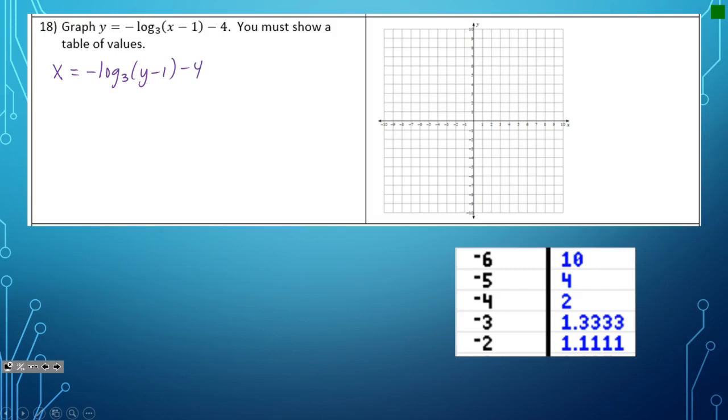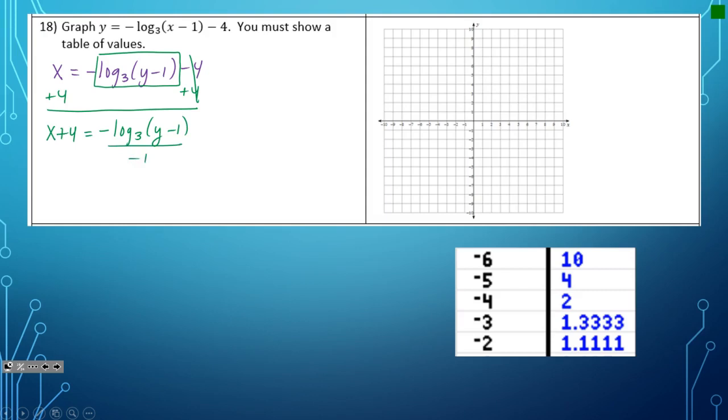Now I need to get the logarithmic expression by itself. The logarithmic expression is this thing right here. That means I have to get rid of the minus 4 and I have to get rid of the negative in front. The first thing I'm going to do is add the 4. You always want to add and subtract before you multiply and divide. So I would have x plus 4 equals negative log base 3 of y minus 1.